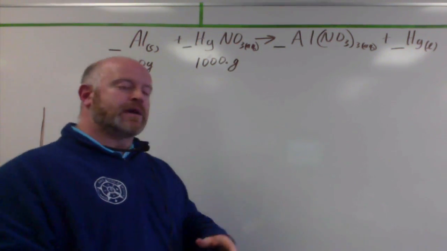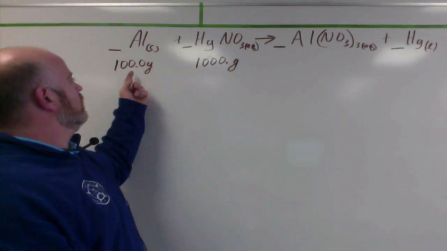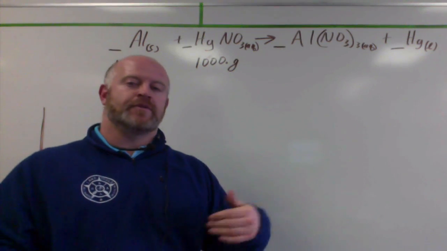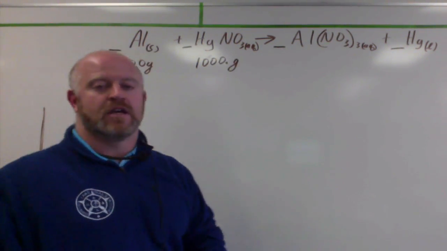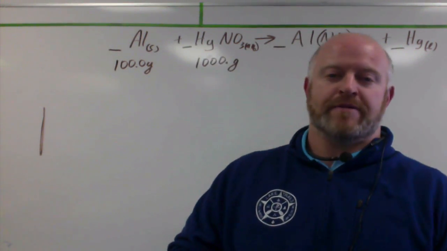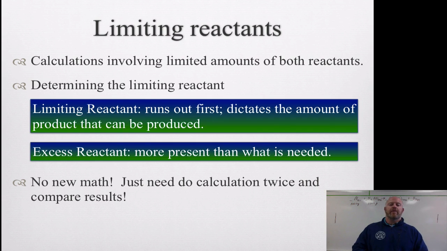So what makes this problem different is now we have a limited amount of both of our reactants. Up until this point, everything has had an excess of something. We've kind of ignored one of our two reactants, but now we're going to look at what happens when we don't have an excess of one thing and we have limited amounts of both. We call these limiting reactant problems. In this process, we need to figure out which of these two, the aluminum or the mercury nitrate, is going to limit the reaction, or basically which one's going to run out first.